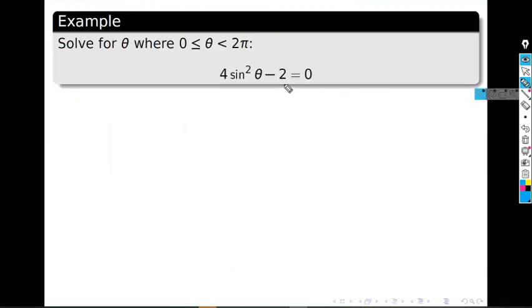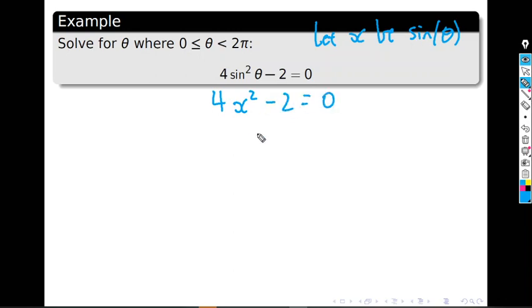Now, if you're feeling a bit uncomfortable with this kind of thing, you can make it a bit easier for yourself. If you've got one like this where you've just got the one trig function, say let x be sine theta. Then this is sine theta all squared, so that would be equivalent to 4x squared take 2. And now this is something I'm probably quite comfortable solving, right?